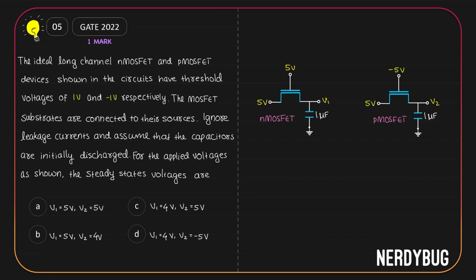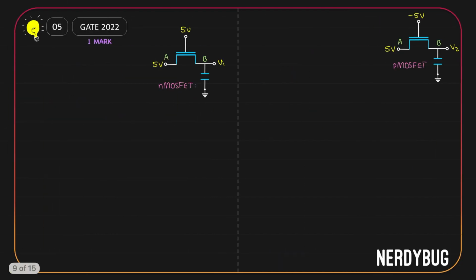Now the first and the most important question to ask here is which one is the drain and which one is the source? Because in both these figures, source and drain are not marked. It is obvious that this is the gate terminal, but which one is the source and which one is the drain? That is the first thing we have to find out. So let us do that. I'll take the nMOSFET first. I am calling this terminal A and this terminal B. Let us start by finding the source and the drain.